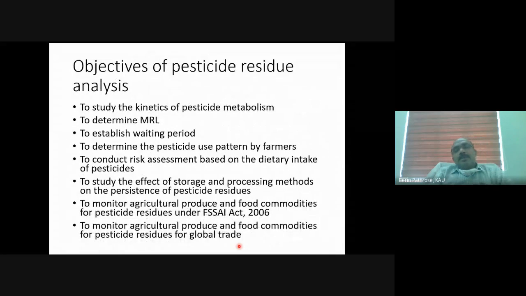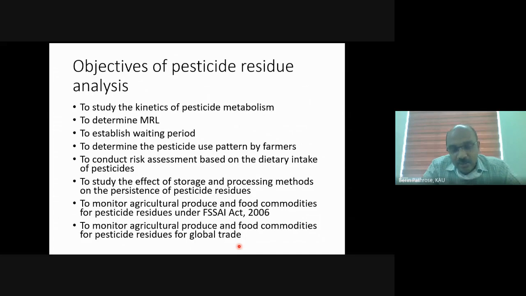Then we'll come to the objectives of pesticide residue analysis. For what purpose are we going for pesticide residue analysis? What are the objectives? The first objective is the kinetics of pesticide metabolism. Usually agriculture chemicals people do it. They will study the kinetics of pesticide metabolism in water, in soil, and in plant systems, because in every environment the kinetics varies.